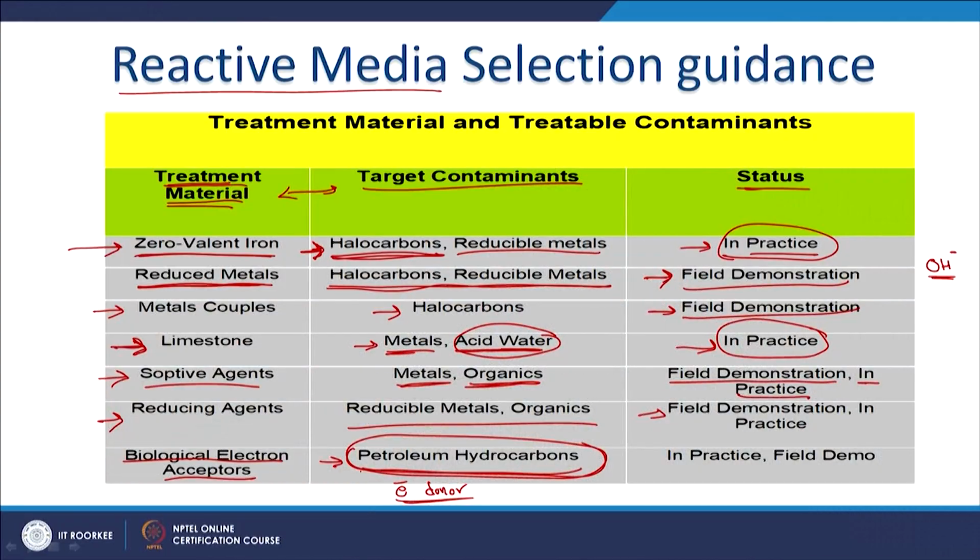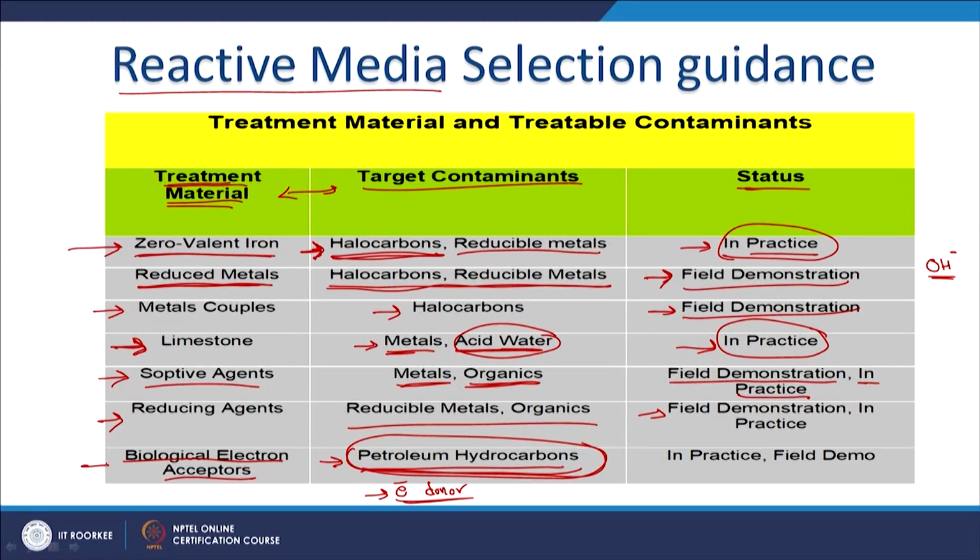But for that natural attenuation to work, what do you need? You need to be able to promote their growth, and for their growth what do they need? They need energy. And how are they going to gain energy? By promoting relevant redox reactions. And what's the redox reaction that they can promote? This particular oxidation of petroleum hydrocarbon. But the petroleum hydrocarbon is only an electron donor. For the redox process to go through, what else do you need? You need an electron acceptor. So in that case, the reactive media can be an electron acceptor or a biological electron acceptor. So again, in practice and also in field demo.